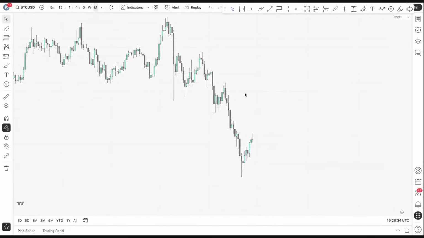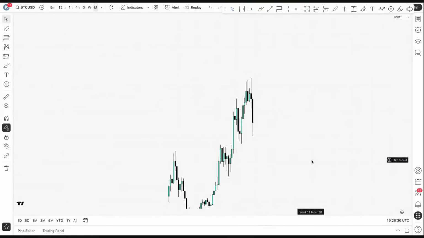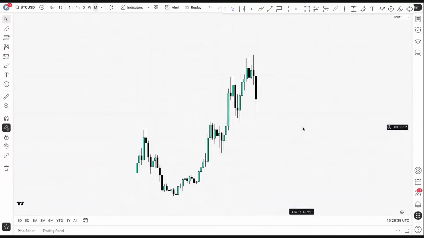So you start from the monthly. What do you think is happening to the monthly? Are we bearish or bullish? We are bullish, right? Everybody is seeing the monthly as a bullish market, as a bullish bias.